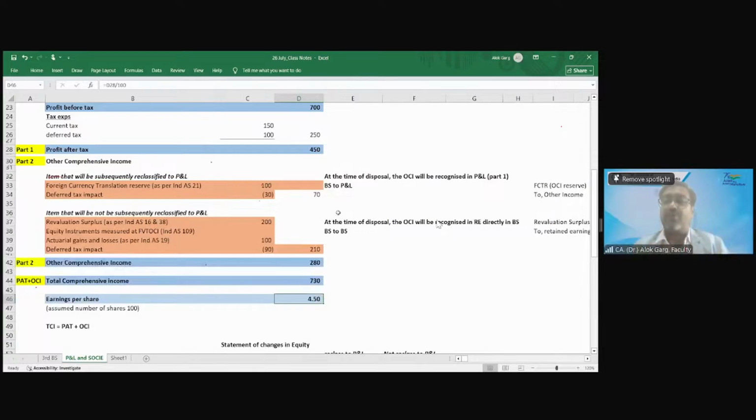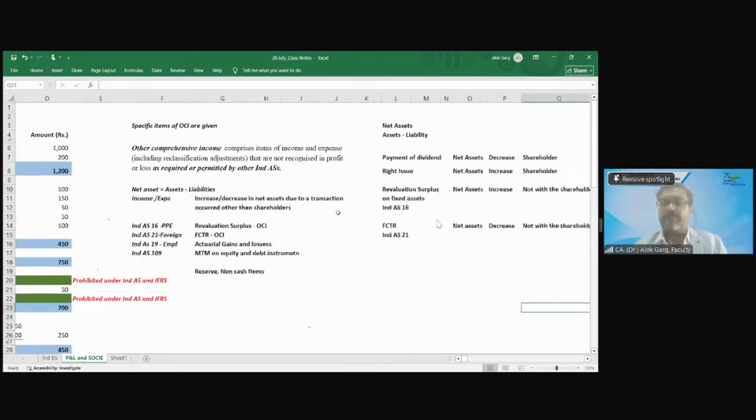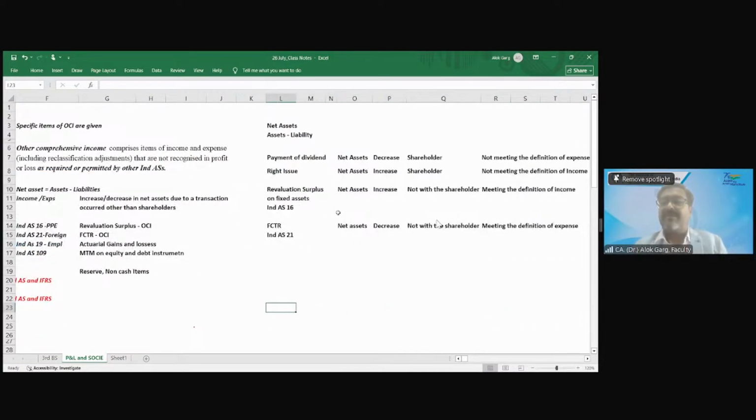But to cut a long story short, this revaluation surplus on fixed assets will become part of other comprehensive income. Second example, foreign currency translation reserve. You understand foreign currency translation reserve? When you are consolidating your subsidiary's financial statements and that subsidiary's financial statements are in foreign currency, you will apply the exchange rate. Then there is a foreign currency gain or foreign currency loss.